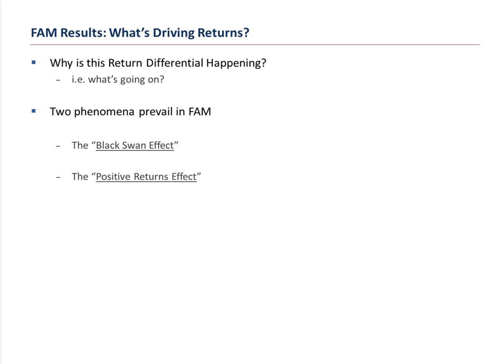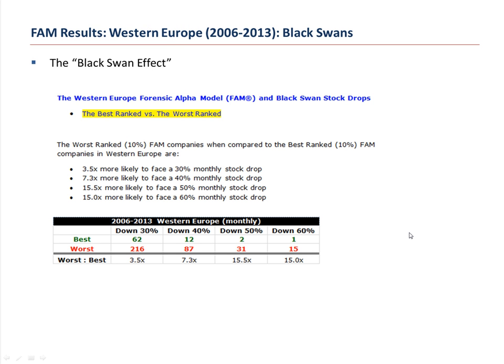The first effect I call the black swan effect, and it's pretty simple. We define a black swan stock return as any stock that drops by 30% or more in 1 month. And if you look at the best rated FAM companies versus the worst rated companies here in a table, this is monthly over 8 years, you can see that the worst rated companies are 15 times more likely to face a 60% stock drop in a month, 15.5 times more likely to face a 50% stock drop in a month, 7.3 times more likely to face a 40% stock drop in a month, and 3.5 times more likely to face a 30% stock drop or more in a month.